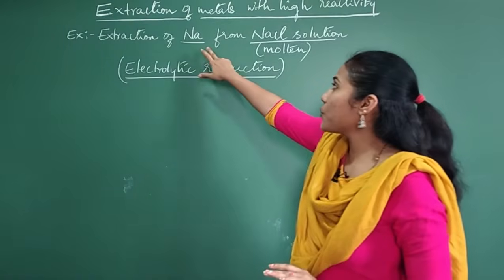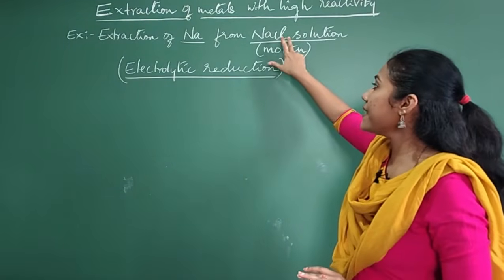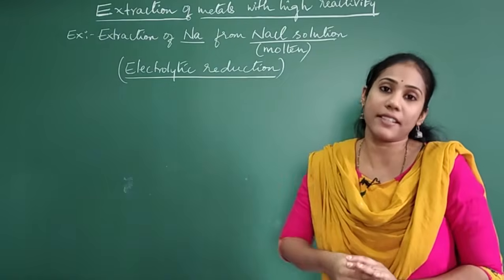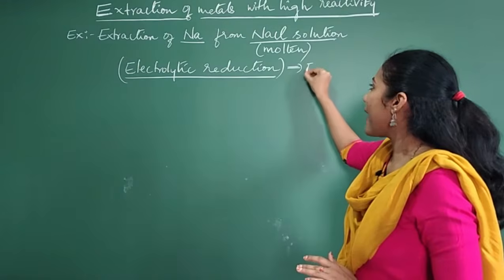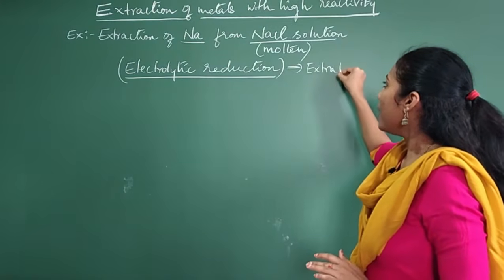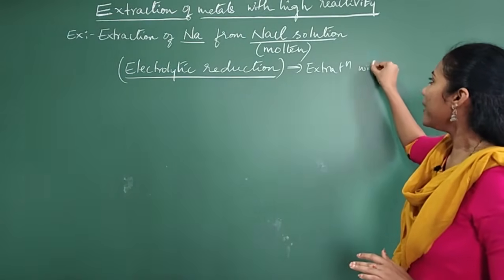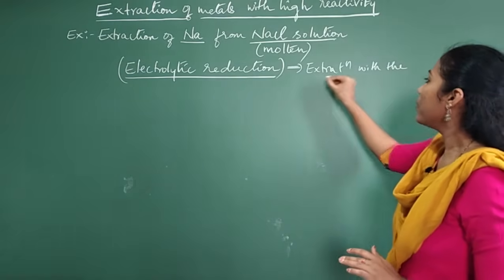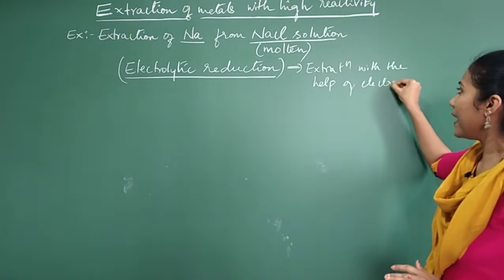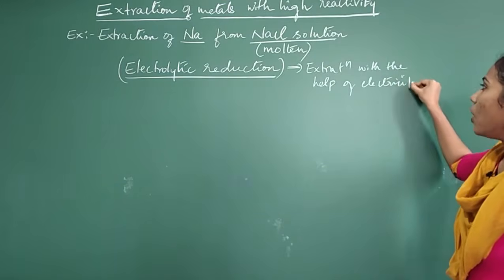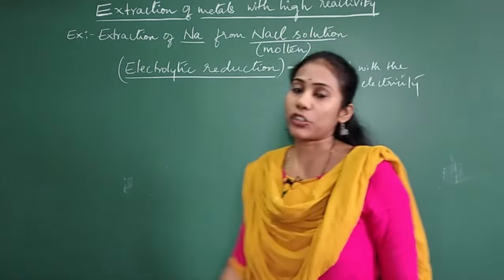Now this particular extraction we are calling electrolytic reduction, because we are going to extract sodium from molten NaCl with the help of electricity. So we are doing extraction with the help of electricity. That is the reason it is called electrolytic reduction.